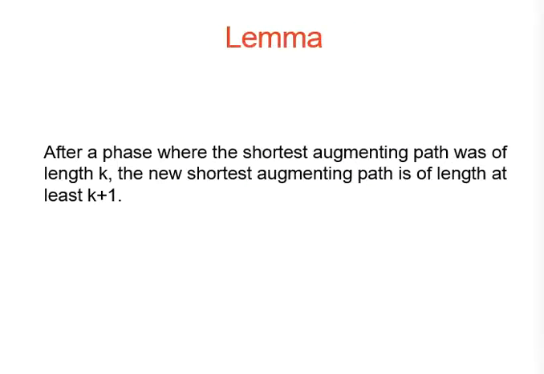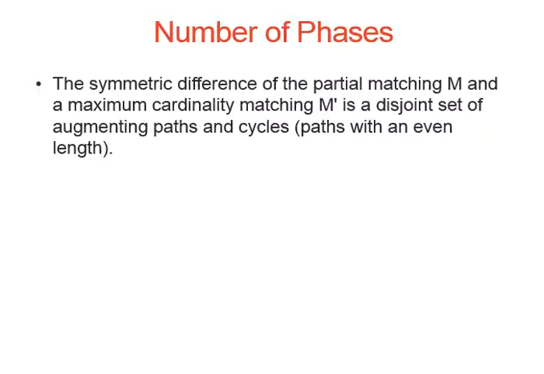To show this, we need the following lemma, stated without proof. After a phase where the shortest augmenting path was of length k, the new shortest augmenting path is of length at least k plus 1. Now consider the state after √v phases. At this point, we have a partial matching M.